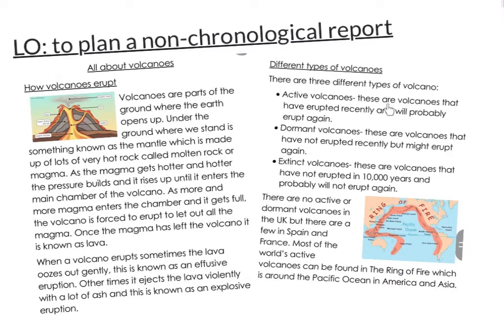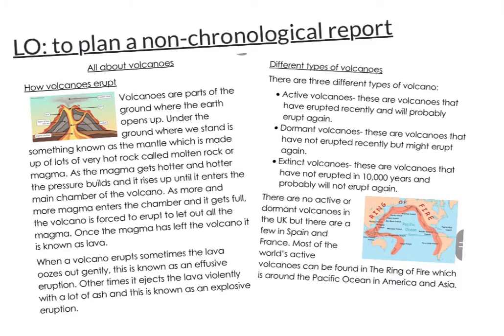Active volcanoes. These are volcanoes that have erupted recently and will probably erupt again. Dormant volcanoes. These are volcanoes that have not erupted recently but might erupt again. Extinct volcanoes. These are volcanoes that have not erupted in 10,000 years and probably will not erupt again. There are no active or dormant volcanoes in the UK, but there are a few in Spain and France. Most of the world's active volcanoes can be found in the Ring of Fire, which is around the Pacific Ocean in America and Asia.